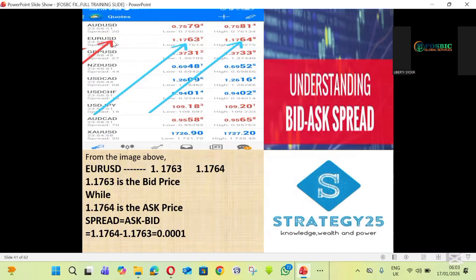Now I see from the image above, EUR/USD 1.1763, 1.1764. Of course, 1.1763 is the bid, while 1.1764 is the ask price. Spread is always ask minus bid, which is 1.1764 minus 1.1763 equals this. So here the pip, which is also the spread, is 0.0001, right? In this case.